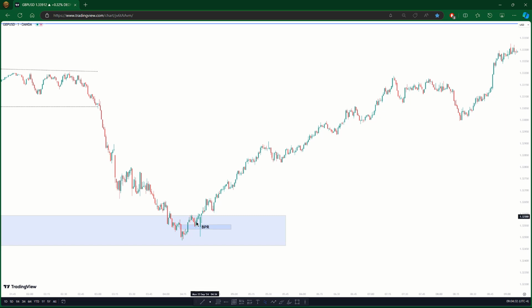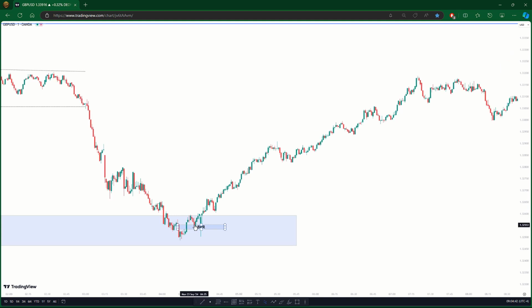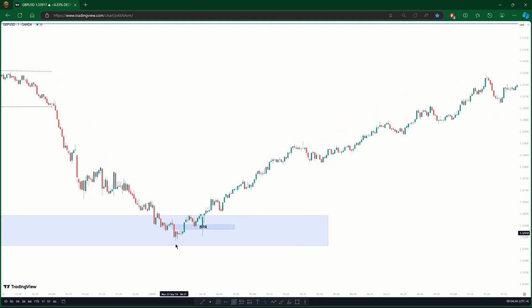So here you already have a balanced price range. A balanced price range, if you haven't watched those videos, is just two fair value gaps in the same zone. Here you have a fair value gap this side, and then this fair value gap here was pierced, it was violated here, making it an inverse fair value gap. And then this violation, this displacement that happened here, left another fair value gap.